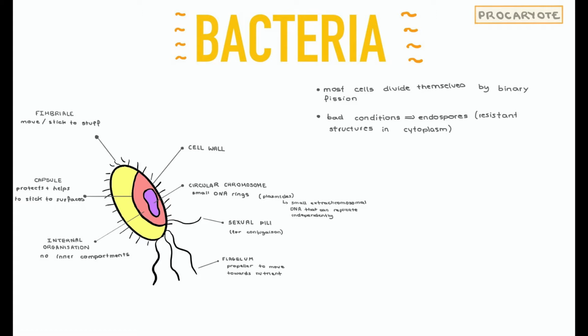Bacteria also have small independent pieces of chromosomes. By independent, I mean that they can replicate independently, and these are called plasmids. So they have chromosomes and plasmids that contain DNA. Okay. They also have something called a sexual pili, and this is going to be crucial because it's going to help bacteria connect between themselves.